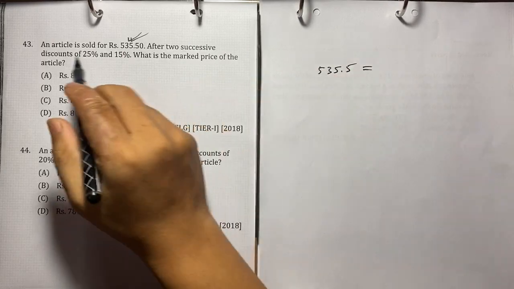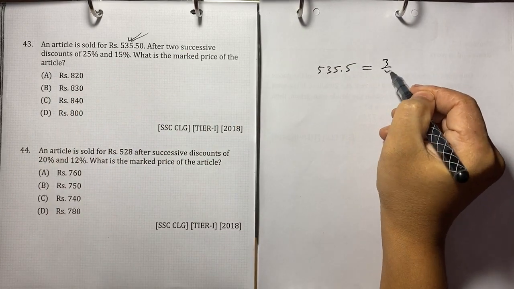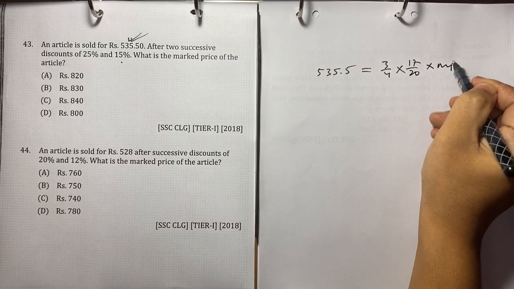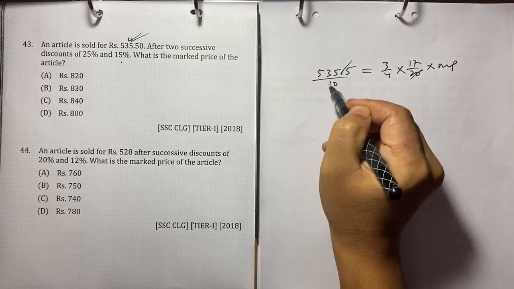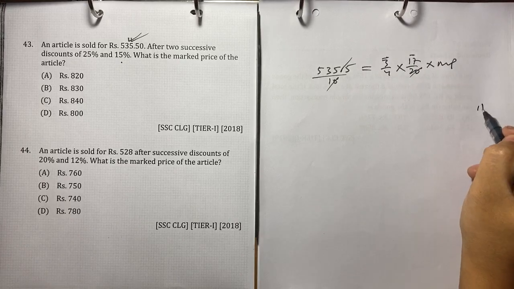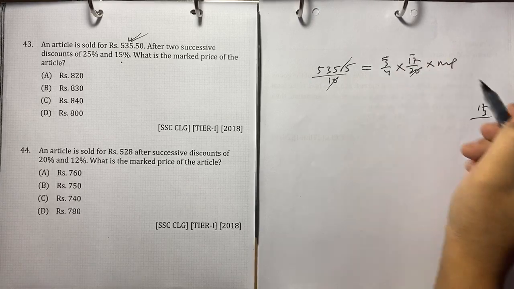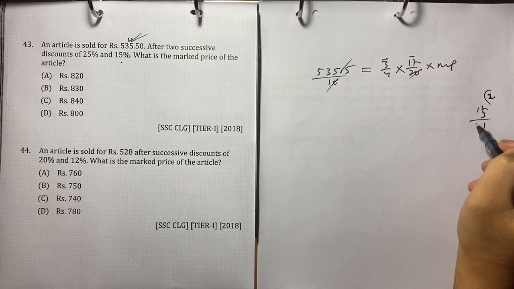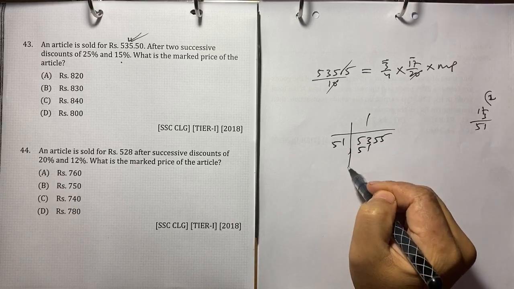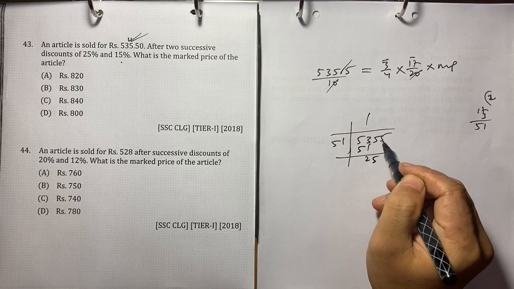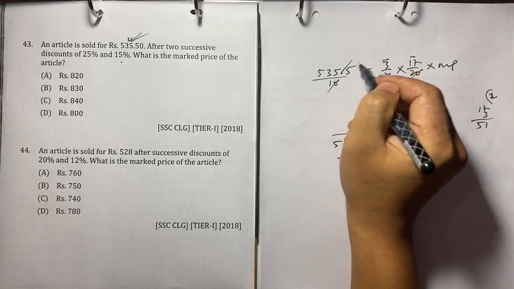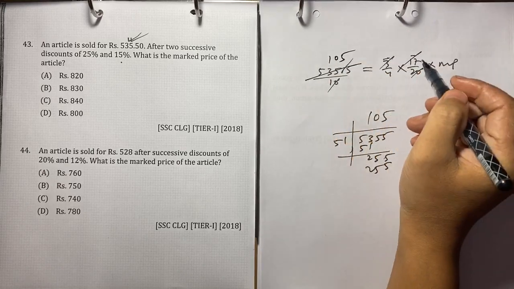535.5. Selling price equal to, discount 25% means 75%, discount 15% means 85%, into mark price. So divide by 10 to cancel this. So cancel the item, this will be 51. 17.32 direct, 51 21 2 in hand, 551. 5355 divided by 51 it will be 151. 25 divide, 5525, cancel, it will be 105 into 8.